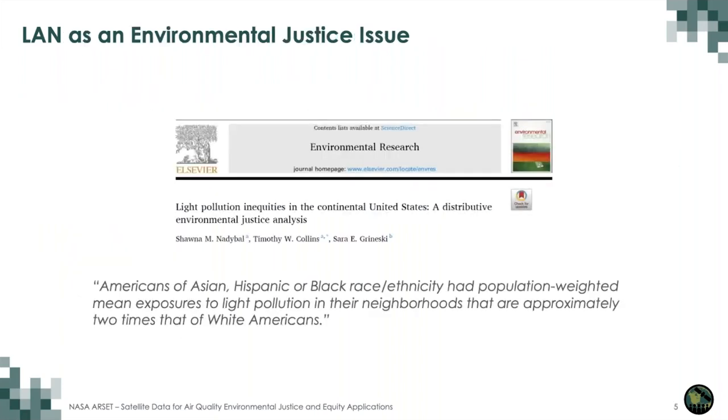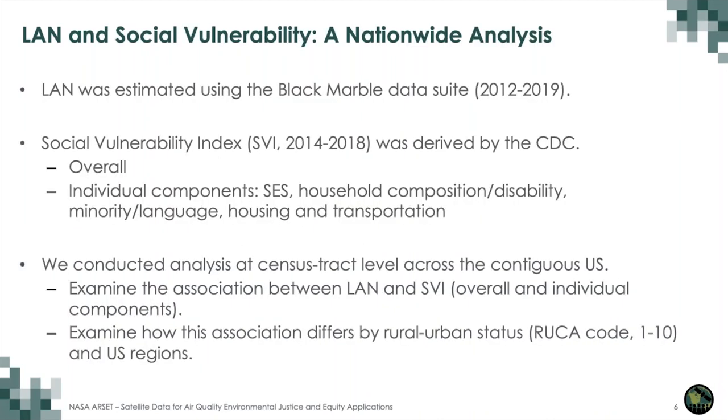Moreover, light at night has also been shown as an environmental justice issue. So this is one of the first studies, not by our group, that have investigated light at night as an environmental justice issue. And from this quote that I took from the study, basically what it showed is the racial and ethnic minority populations in the United States are exposed to higher levels of light at night when compared to white Americans. So what we decided to do is to expand this line of research to look at the relationship between light at night and social vulnerability. So not just the racial ethnic composition of the neighborhood, but social vulnerability more generally.